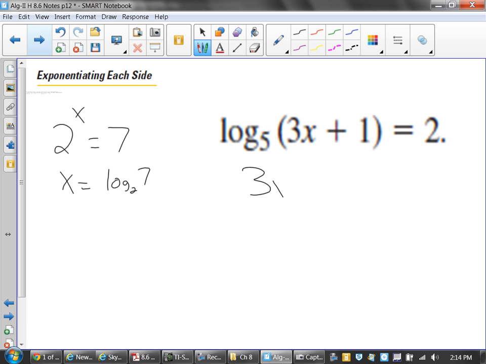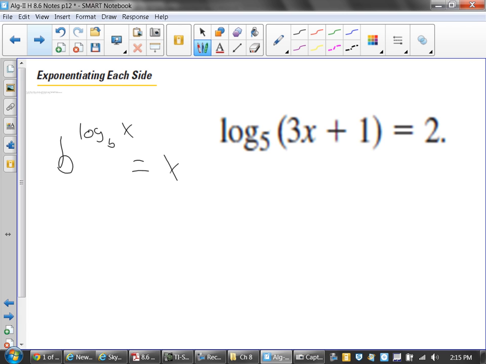Oh, excuse me, I'm going backwards here. I was thinking about a different problem. I did this earlier too. What is this rule again? In order for this to work, we had to have these two bases be the same, correct? I have to exponentiate. I was ahead of myself here. What is the base of the log on the left? 5.